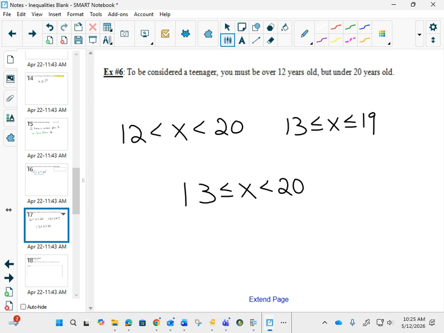Because what I don't like about answer number 1, you're 12. But if you're 12 in one day, are you greater than 12? Yes. Are you a teenager when you're 12 years old in one day? I don't think so. You're still considered 12.